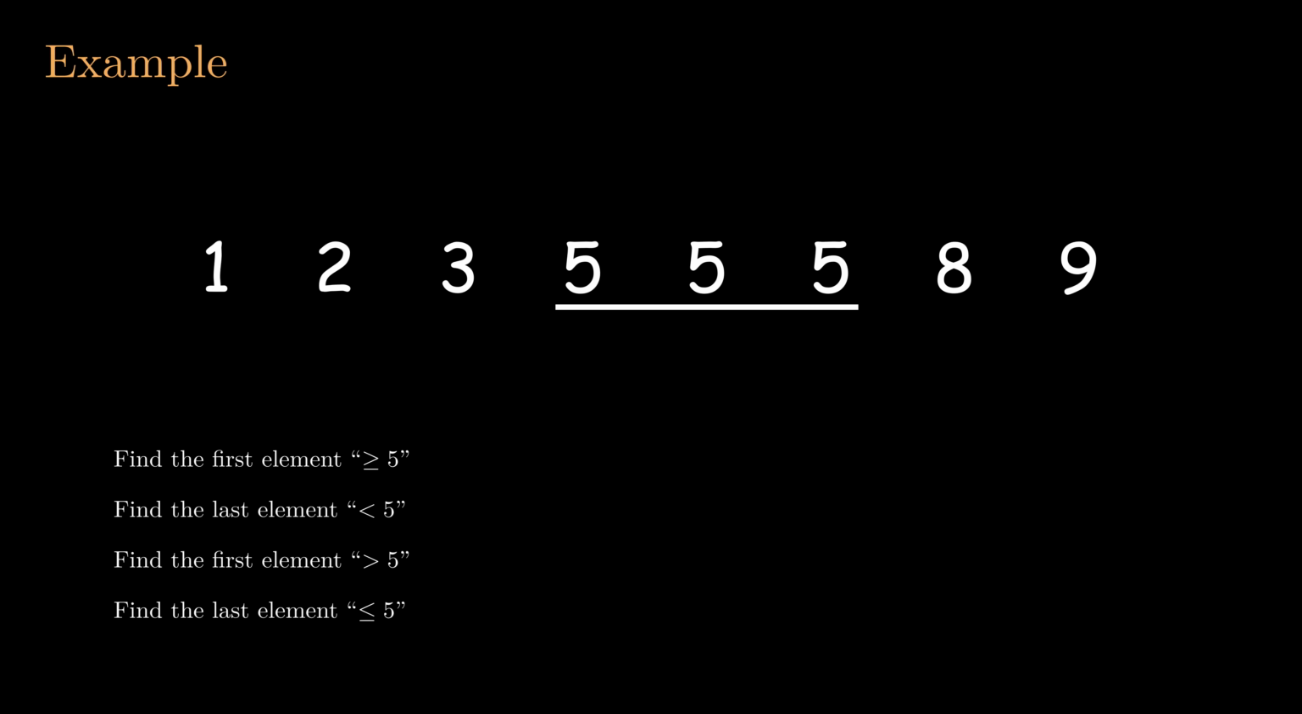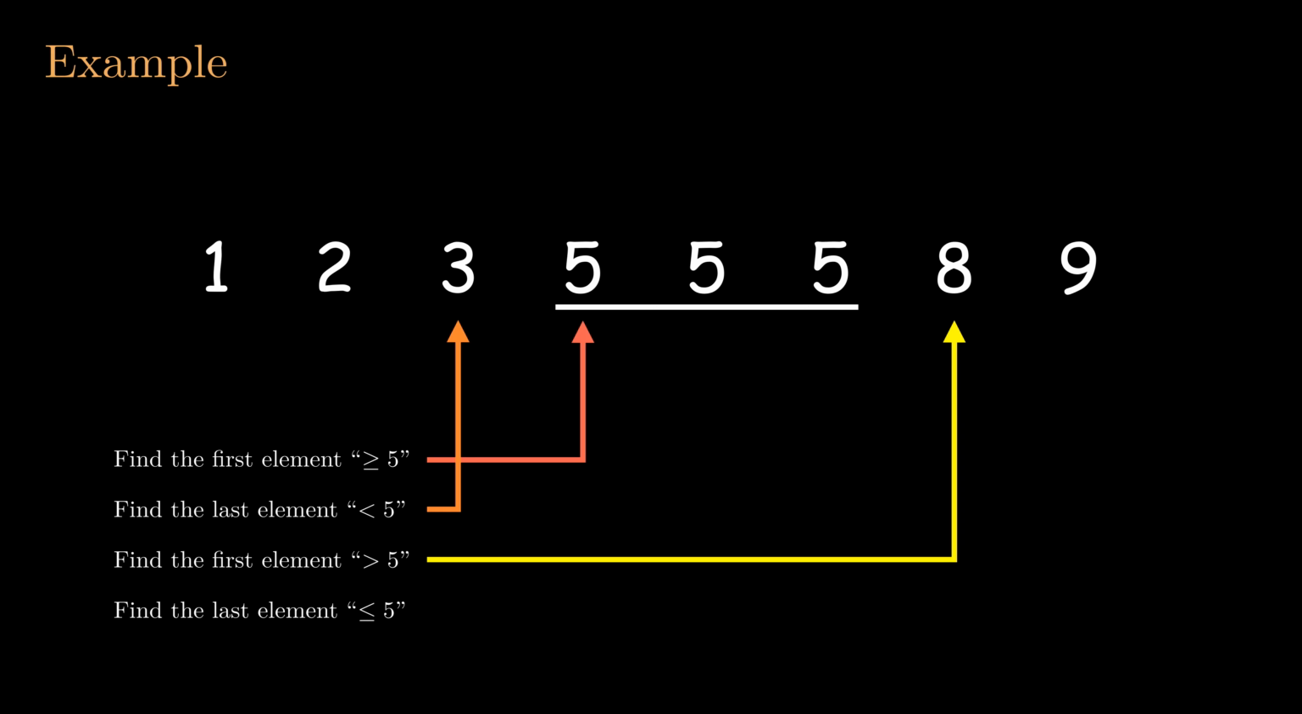There are 3 5s in the array, so the answer to the first question is the first 5. The answer to the second question is the element before the 5s, which is 3. The answer to the third question is the element following the 5s, which is 8. And the answer to the fourth question is the last 5. We can see that the 4 questions look quite similar, but differ slightly in details, which results in completely different answers. If we use binary search to solve this problem, we could easily make mistakes in its implementation.